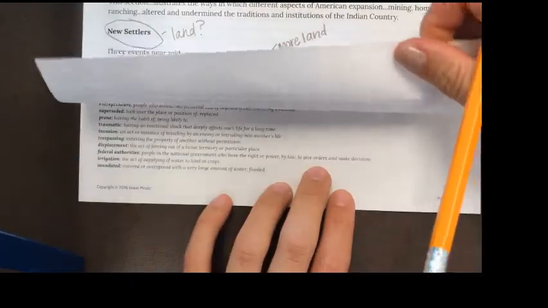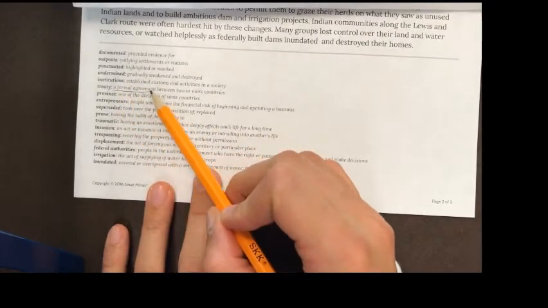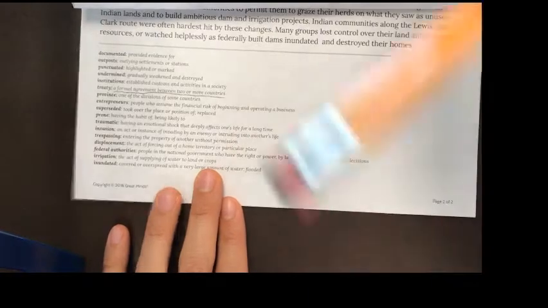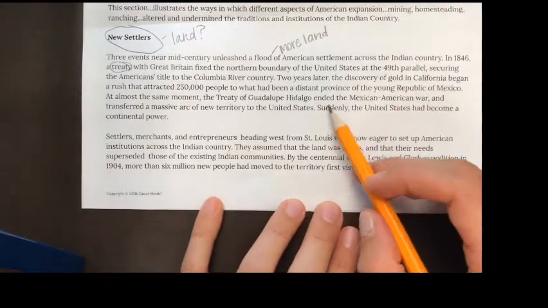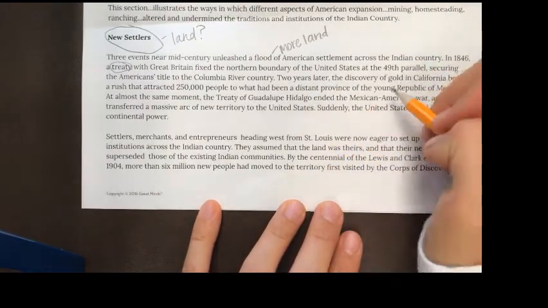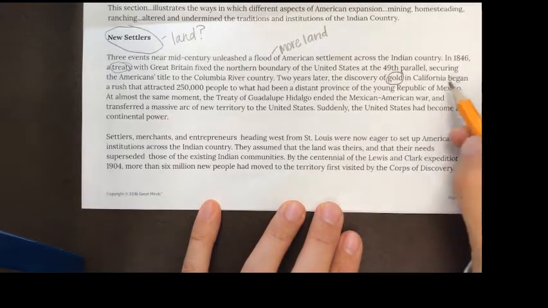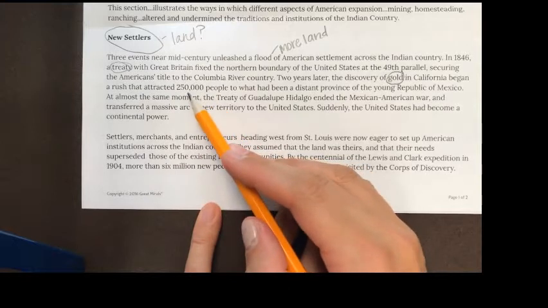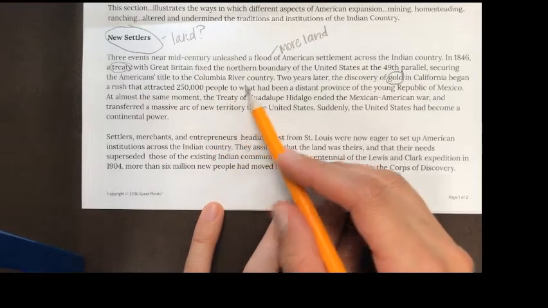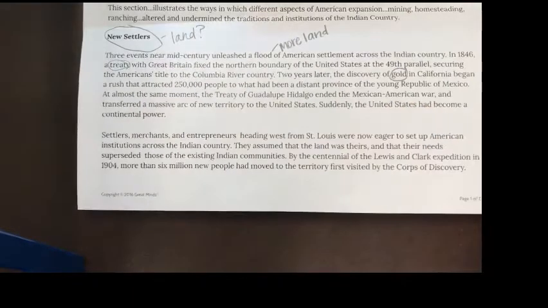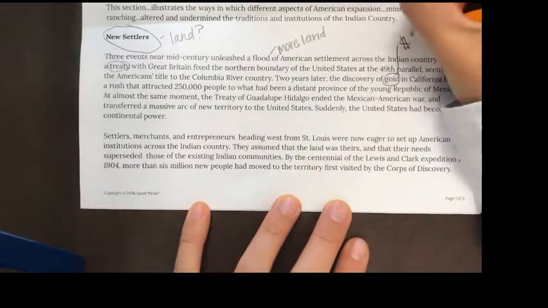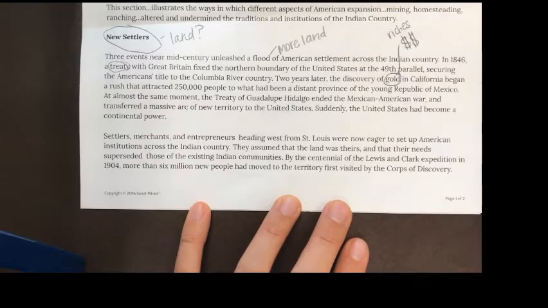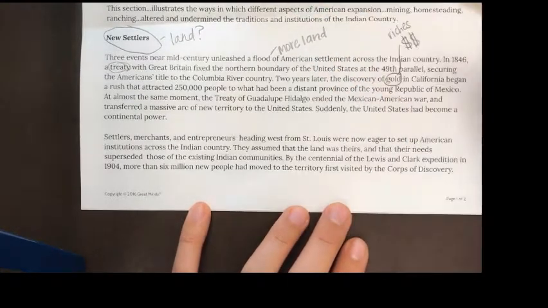That should be one of our words. So if I look here for treaty, it says a formal agreement between 2 or more countries. So we made an agreement with Great Britain so that we could get more land. 2 years later, the discovery of gold in California began a rush that attracted 250,000 people to what had been a distant province of the young Republic of Mexico. Okay, so not only did we find more land, people also found riches because there was gold. This is all happening in the West.